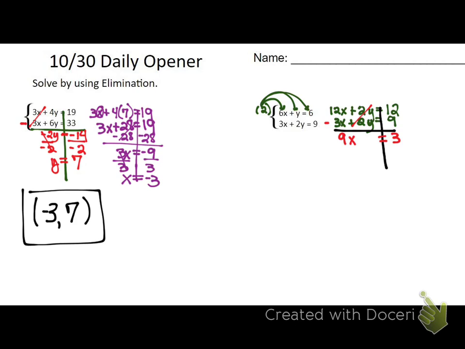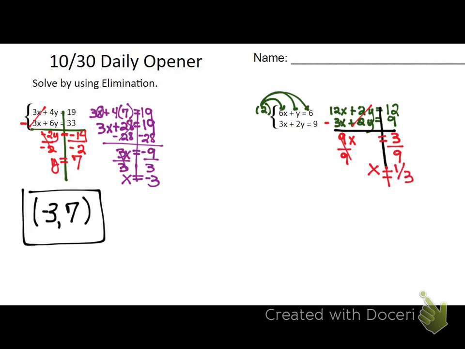Can't divide that. Did we do everything right? Okay, let's just go with it, see what happens. Okay, now what? Divide. Divide by what? 9. Divide by 9. And we're going to get 3 over 9. 3x equals 3 over 9. Change it to 1 over 3. I'm going to do 1/3.